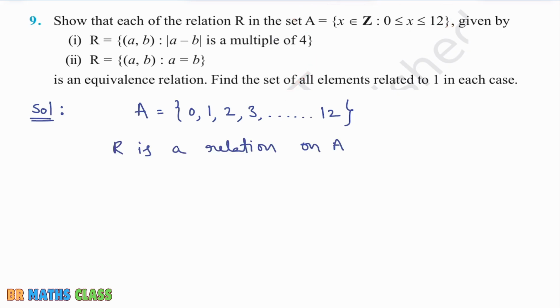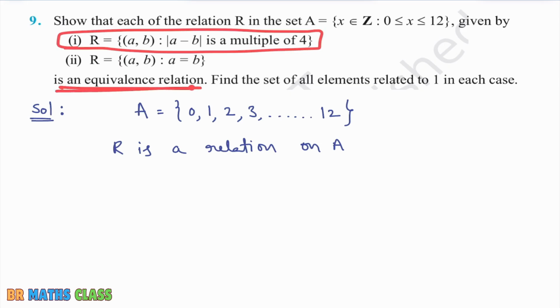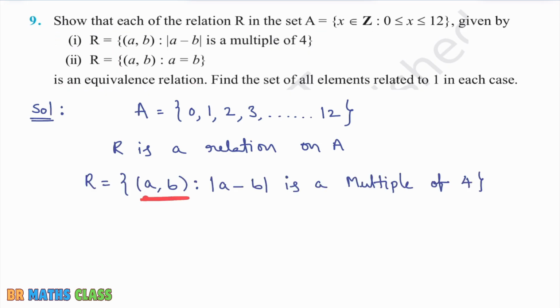Second point is they have given that R is a relation on the set A. Same thing I have written. R is a relation on set A. Now I'll take this first relation. First we will prove that this relation is an equivalence relation. This is the relation they have given: the ordered pair (A, B) satisfies that modulus of A minus B is a multiple of 4. Here you need to understand a few things.